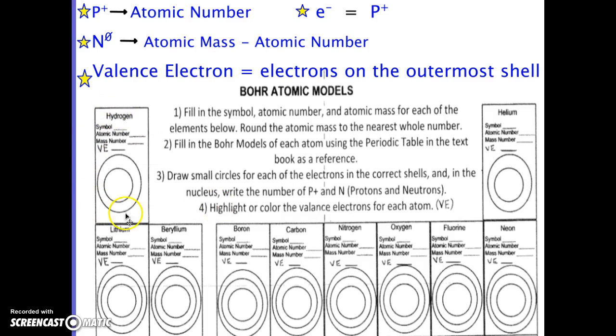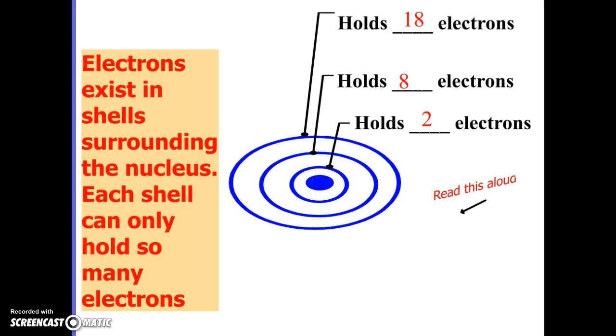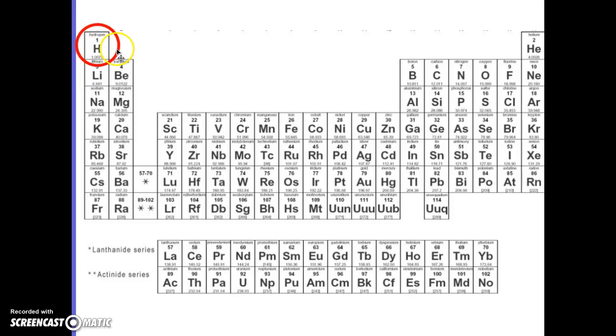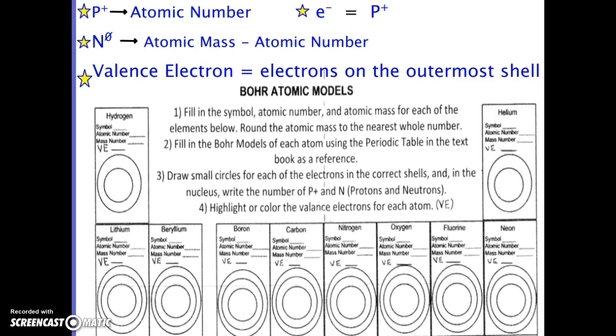So our first atom, let's start with hydrogen. Well, we need to locate hydrogen on the periodic table. If we find hydrogen on the periodic table, it is right here as the first element. We notice that the symbol is H, atomic number is 1, and atomic mass is 1.0079. We're going to round to the nearest whole number, which would be 1. So I'm going to go ahead and write in the symbol. The symbol is a capital H. The atomic number is 1. Atomic mass is 1.